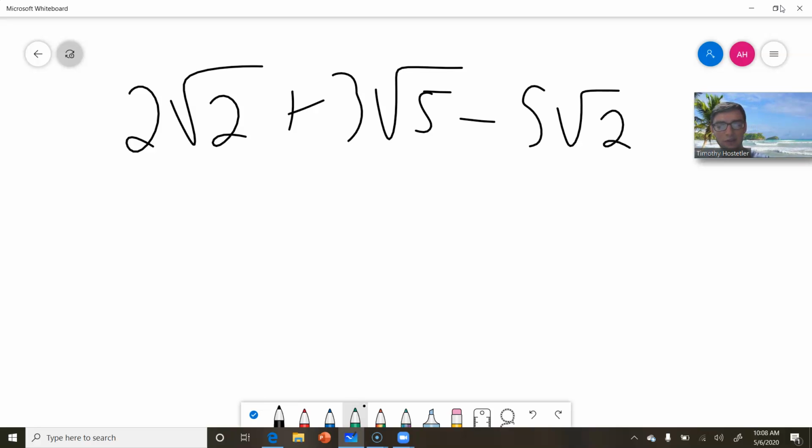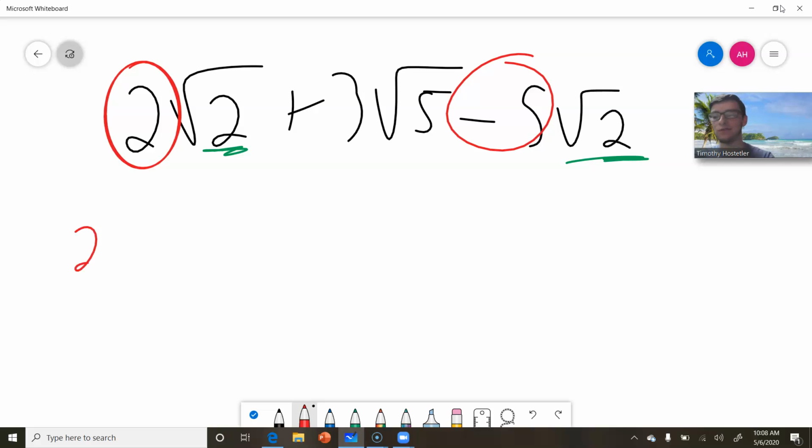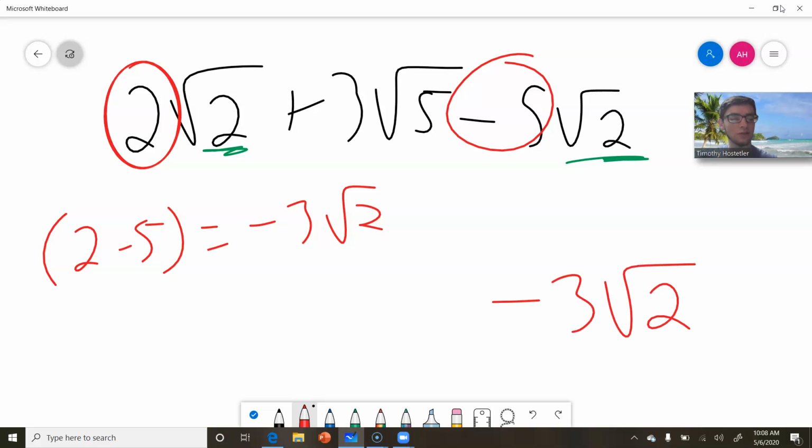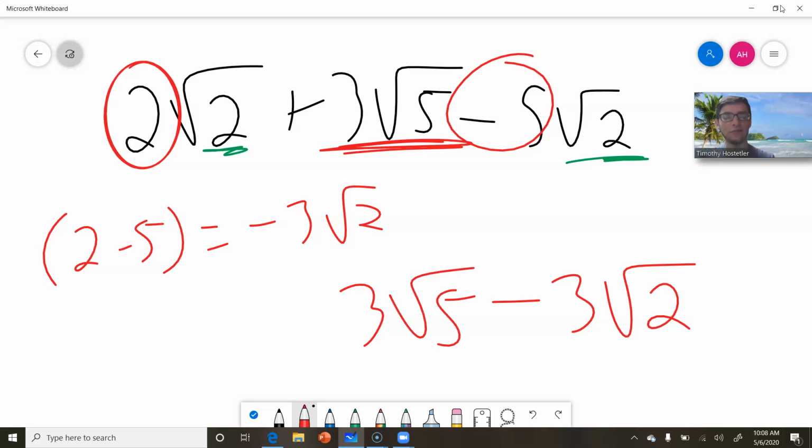Okay, which ones have like terms? Well, only the square root of 2 terms are in common. So I do 2 minus 5. That's negative 3 times the square root of 2. So I know I'm going to have minus 3 square root of 2, but what do I have here? This guy hasn't changed: 3 times the square root of 5.